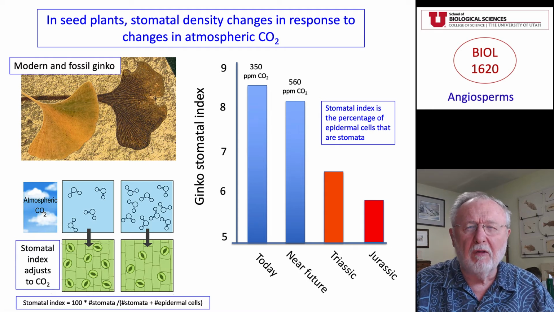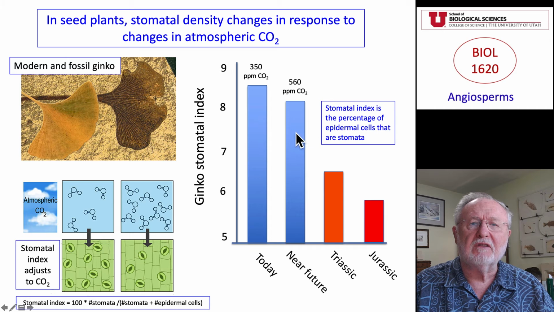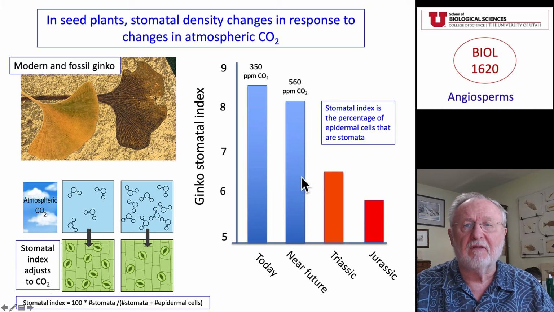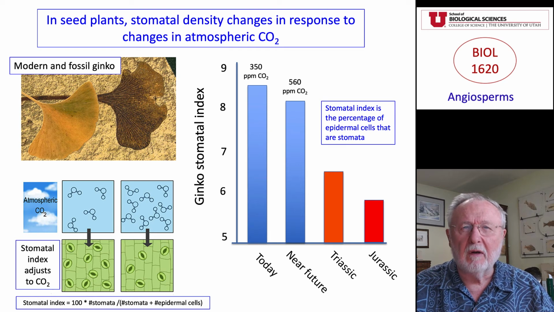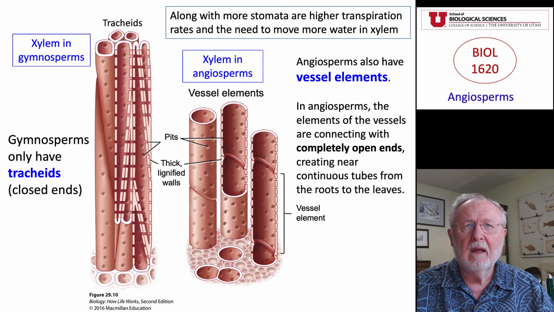However, if we go all the way back to the Triassic and Jurassic, when these fossils were collected, the stomatal indices are much lower, between 5 and 6, 5 and 7. This is taken as evidence that in the Triassic and Jurassic, the stomatal density was much lower, meaning that CO2 concentrations were higher.